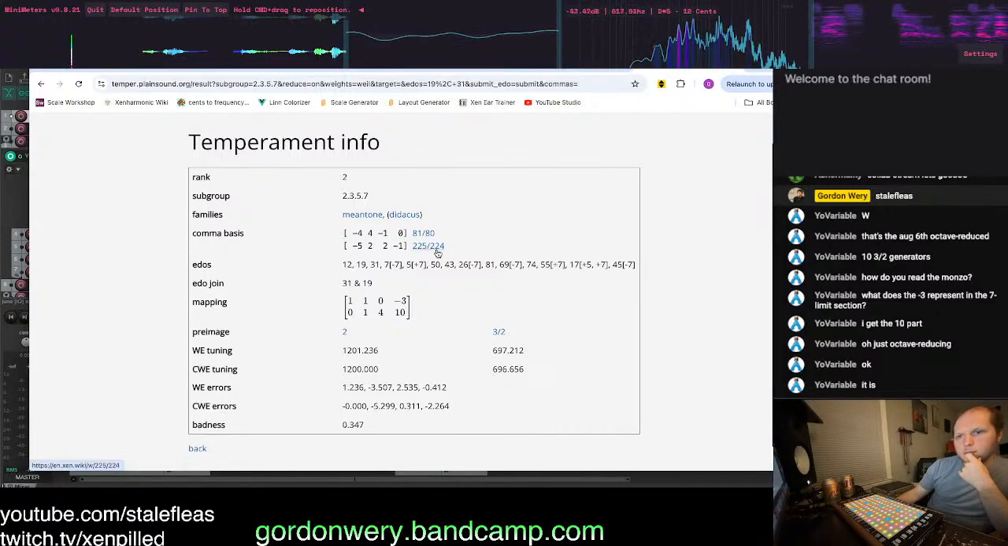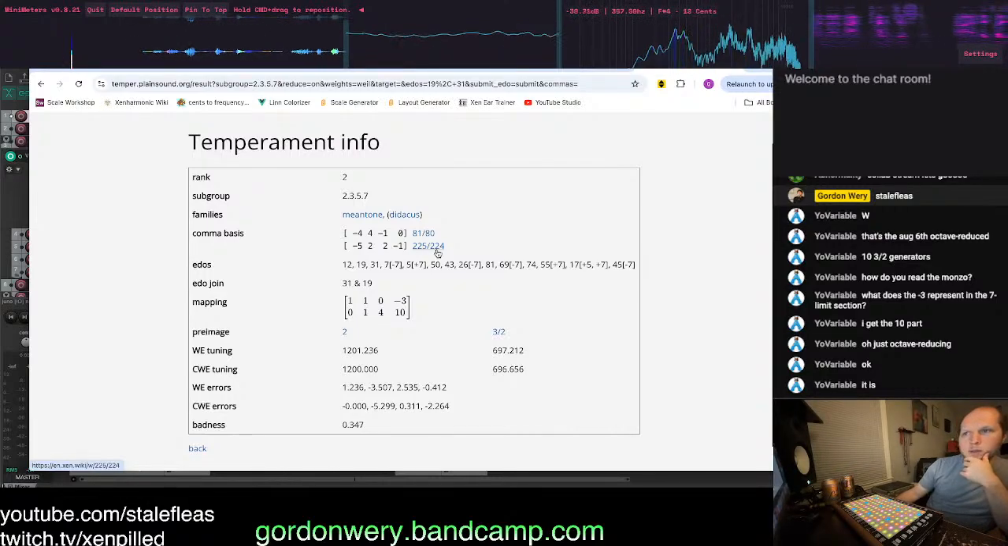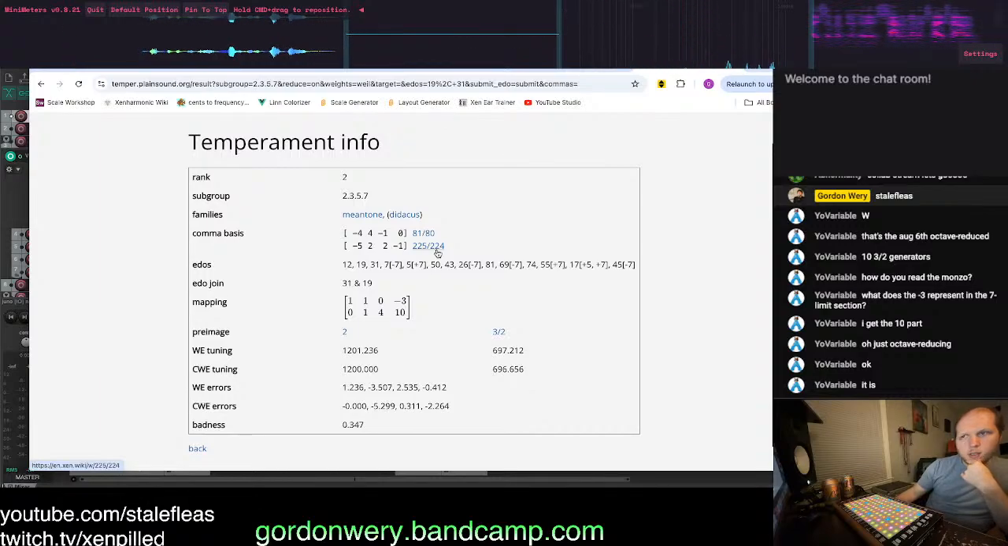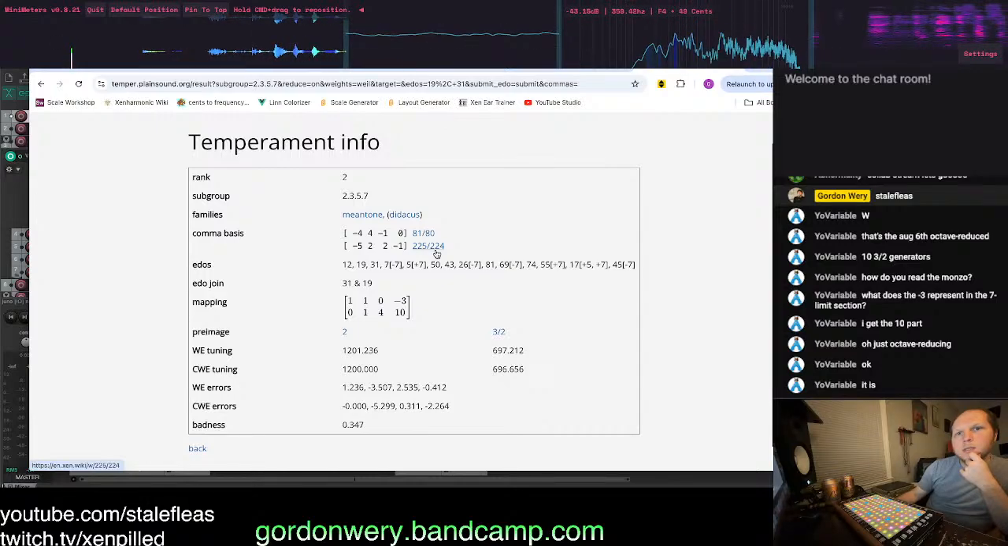So the 45 over 32 is your normal 5 limit tritone, and then that just equates it with the 7 limit tritone. I think it equates 16/15 with 15/14, and it kind of just helps simplify stuff down. And with meantone, it makes it map very nicely to the 7 limit.